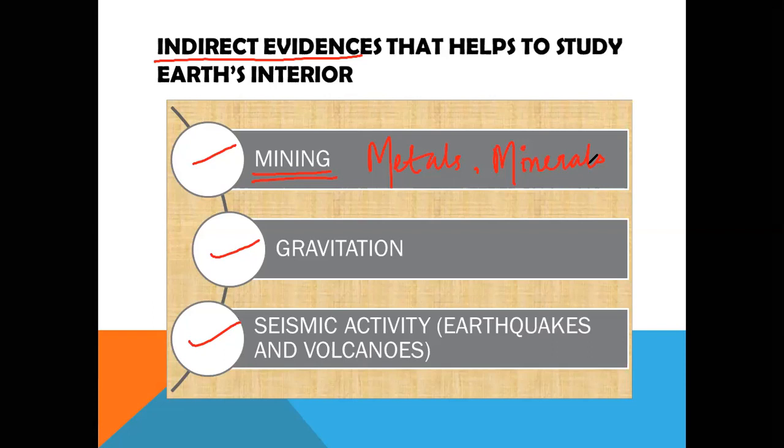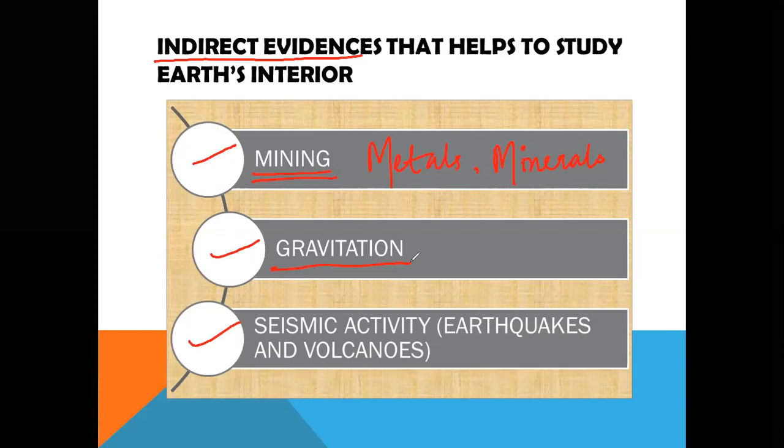Now, our next indirect evidence is gravitation. Gravitation is the attractive force existing between any two objects that have mass. The force of gravitation pulls objects together. And Earth has the gravitational force that attracts bodies towards it.